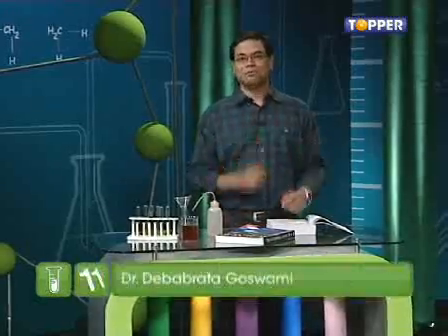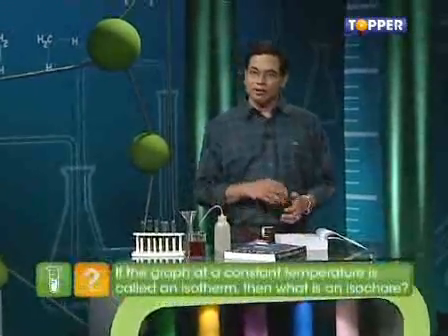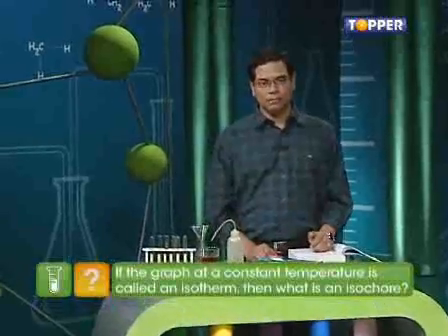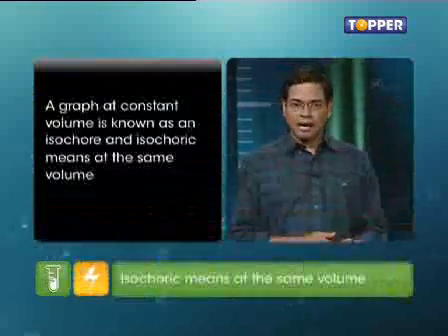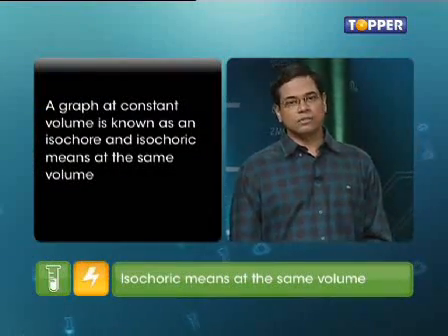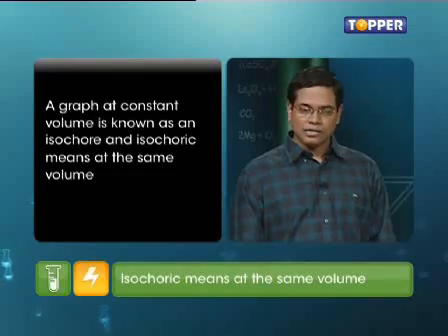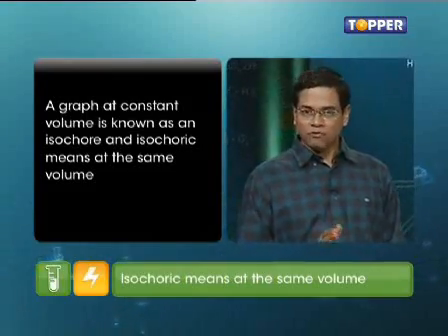Welcome back. Before the break, I had left you with a question. If the graph at constant temperature is called an isotherm, then what is an isochore? I hope that you have figured out the answer by now. In case you haven't, let me tell you what an isochore is. A graph at constant volume is known as isochore, and isochoric means the same volume. This isochoric is relevant to what we are going to look at next.